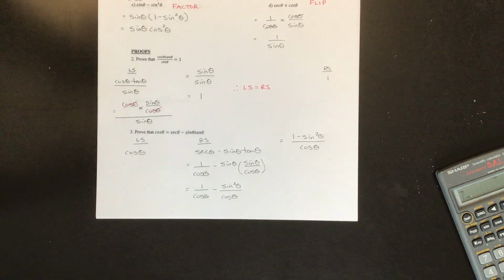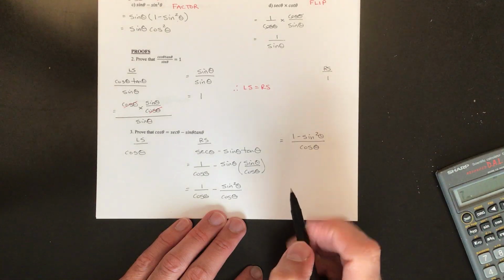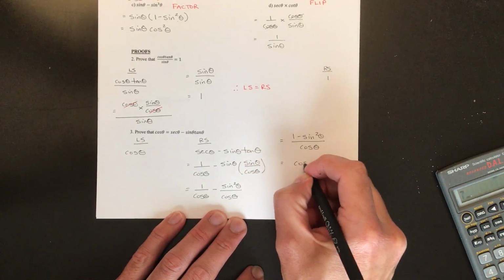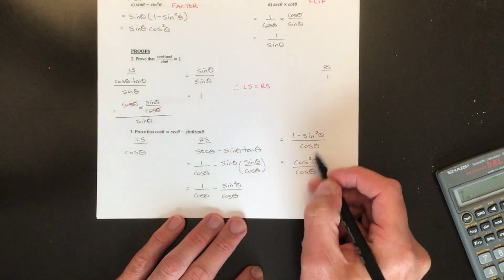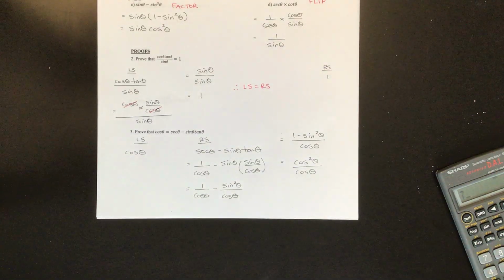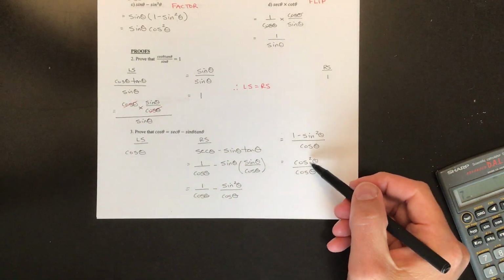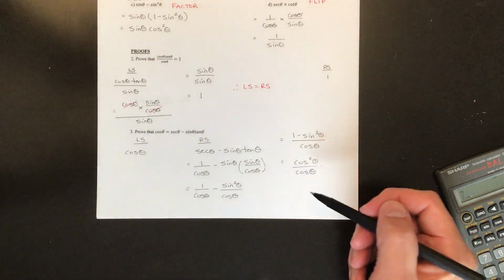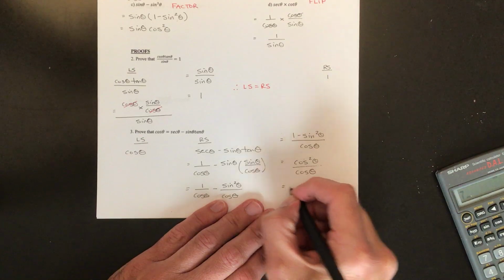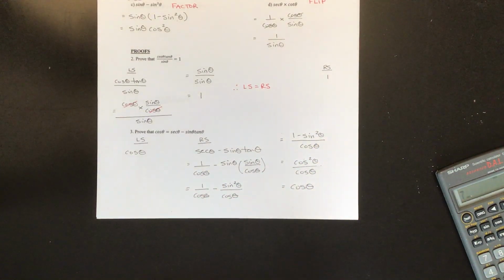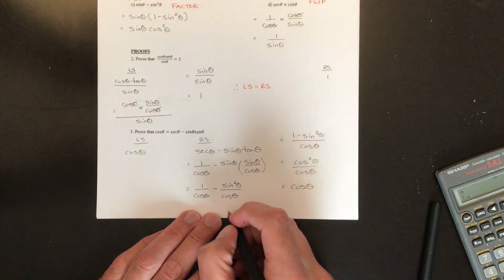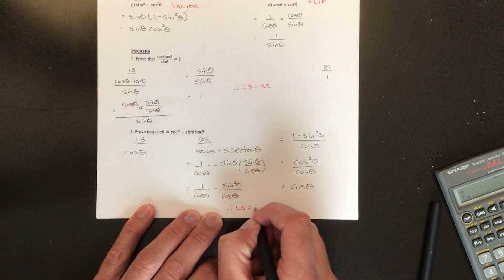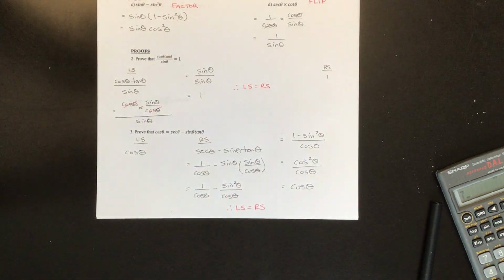And again, we've mentioned this a couple of times now: 1 minus sine squared is equal to cos squared. So we convert that to cos squared theta over cos. Now we have a cos squared divided by a cos, kind of like an x squared divided by x. So cos squared divided by cos just gives us cos, which is what we have over here on the left side. So we've actually proven our identity, and therefore left side equals right side, and we've proven our identity.